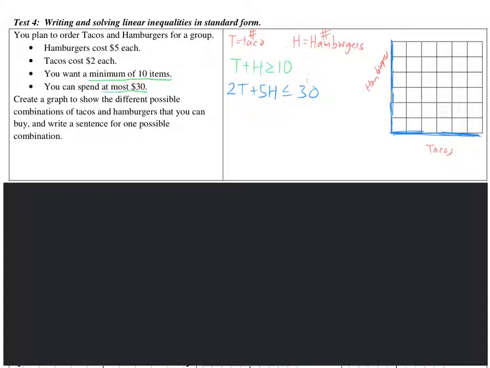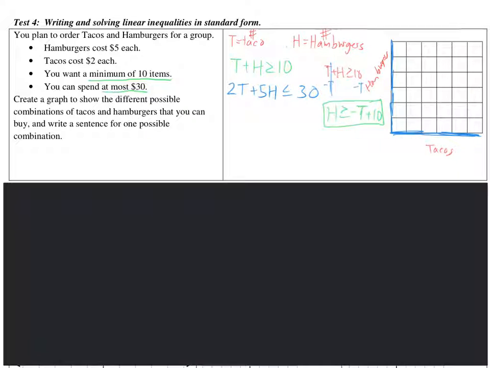Well, can I minus the t over? So watch. If I simply go, t plus h is greater than or equal to 10, could I simply minus t over? And I now have h is greater than or equal to negative t plus 10. That right there is something we're going to graph. Is it in an inequality format that we could graph, kind of like y equals? So there's one of them.